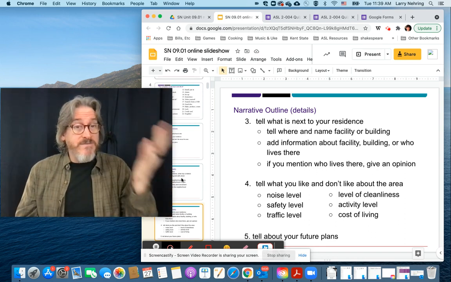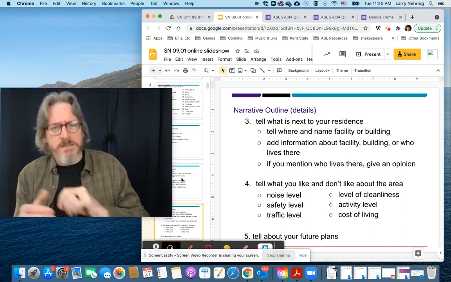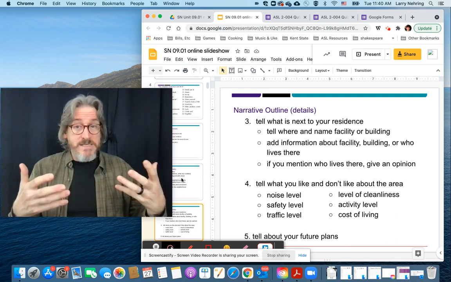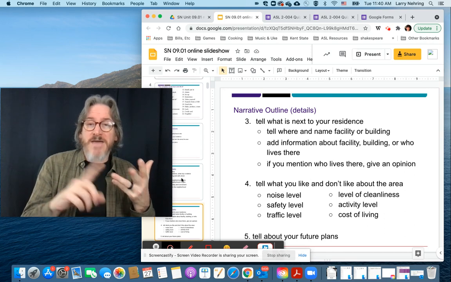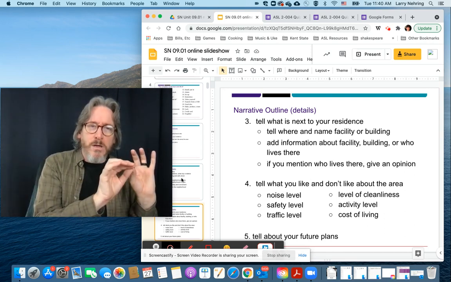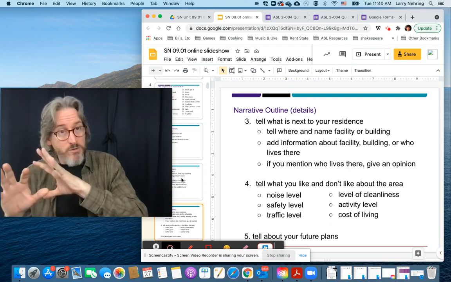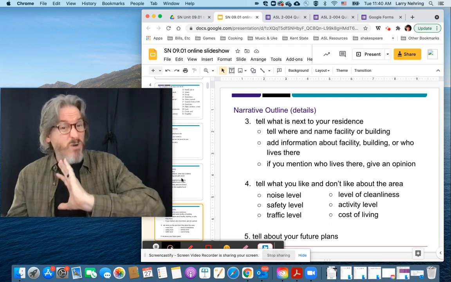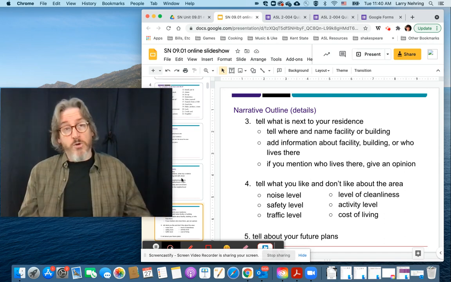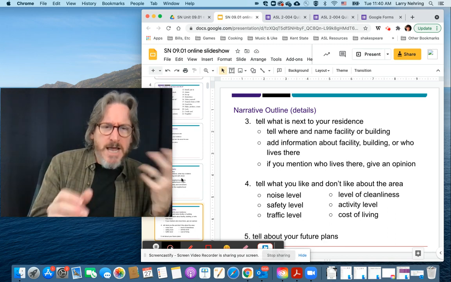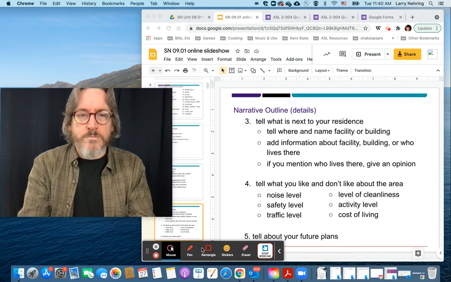Safety, how safe or dangerous an area is, or how you feel versus how it actually is. How much traffic, how much business, cleanliness, how dirty it is, and traffic level specifically. We're talking about cars, activity level, how much people are moving around, also hours of the day when it's busy and when it isn't, and then cost of living. So those are pretty common things we talk about.